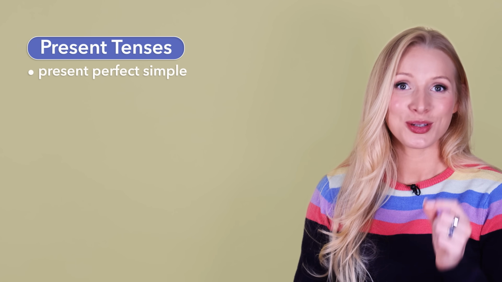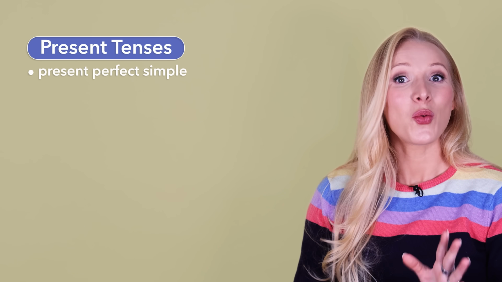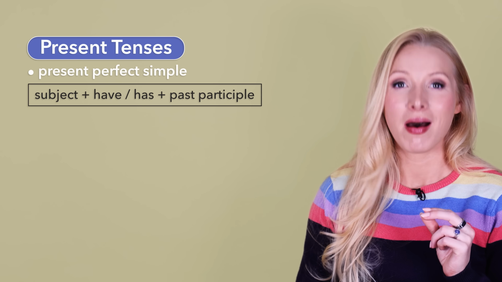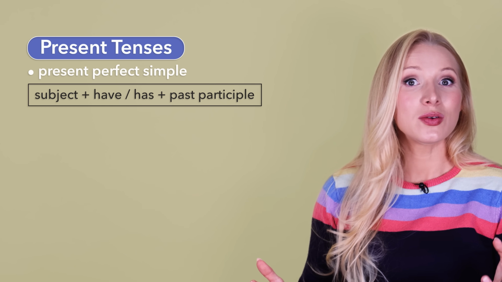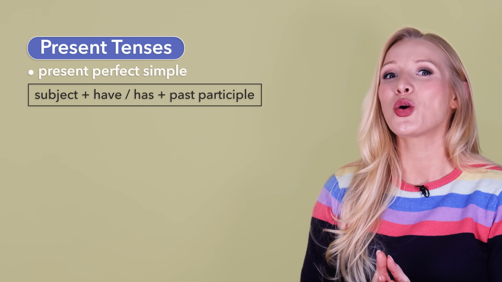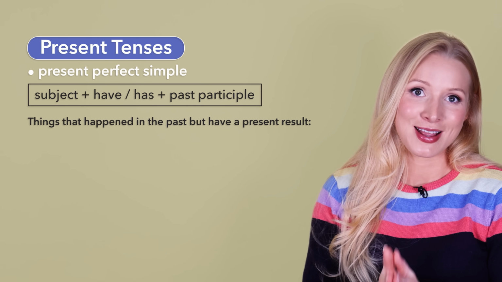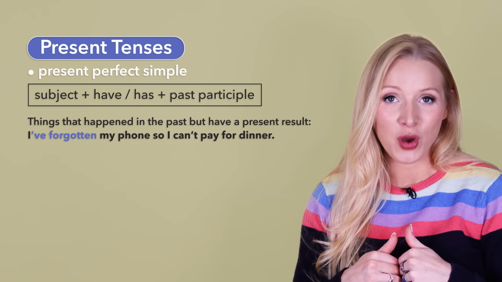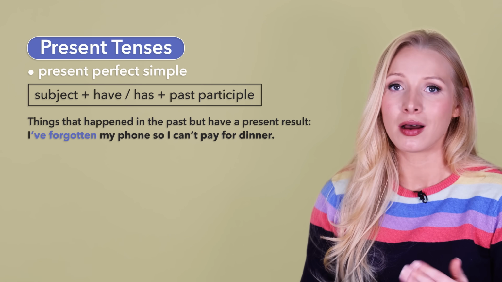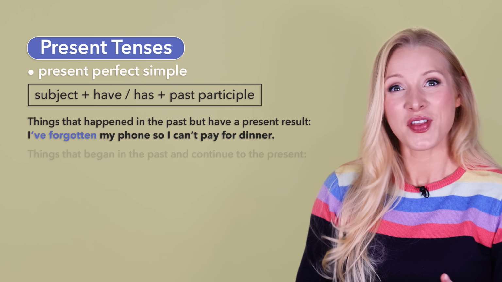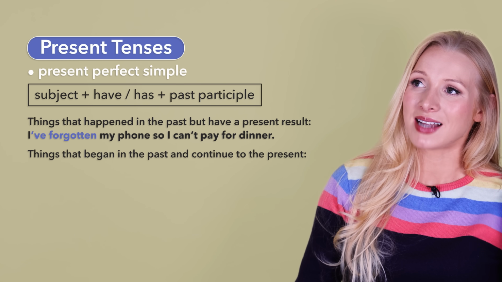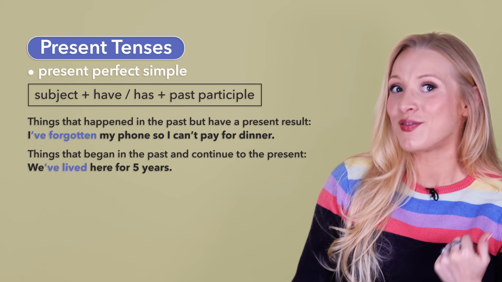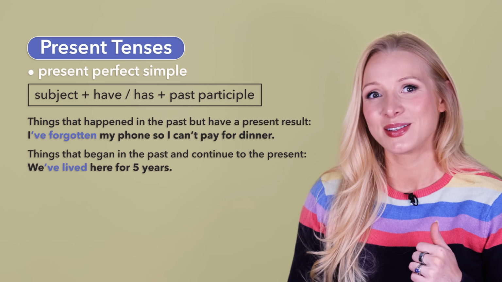Next, present perfect simple. We form this with have or has plus past participle. We use the present perfect simple to talk about things that happened in the past but have a present result. I've forgotten my phone, so I can't pay for dinner. We also use it for things that began in the past and continue to the present. We've lived here for 5 years.